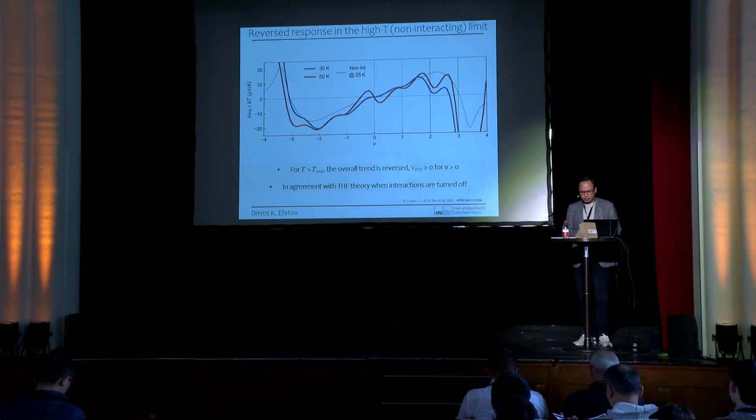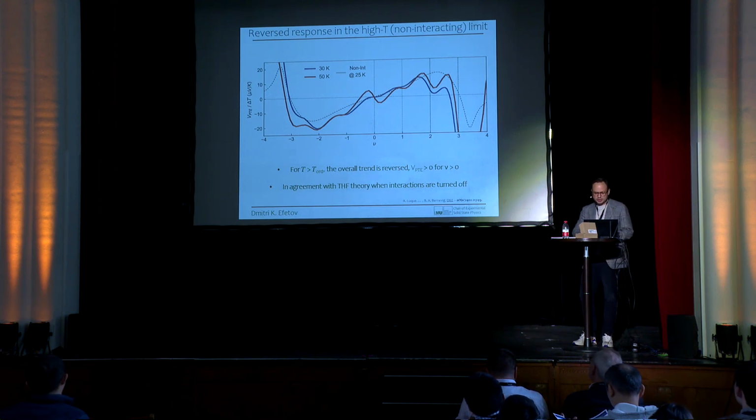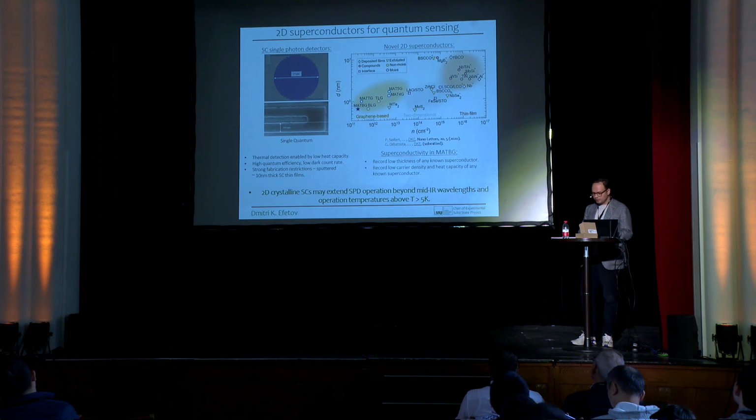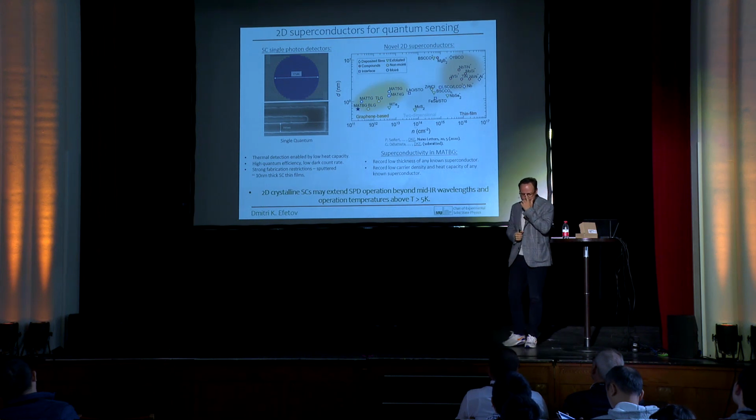Okay, so with this, I want to wrap up. So I think I have a couple of minutes. Right, and I want to switch gears a little bit, and talk about applications of twisted bilayer graphene. I want to talk about single photon detectors that we can build out of the system.